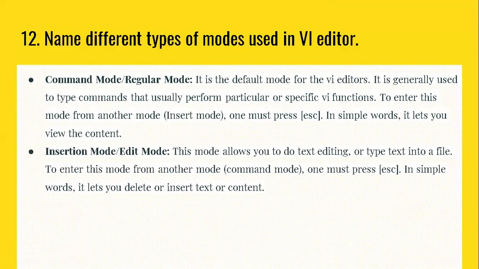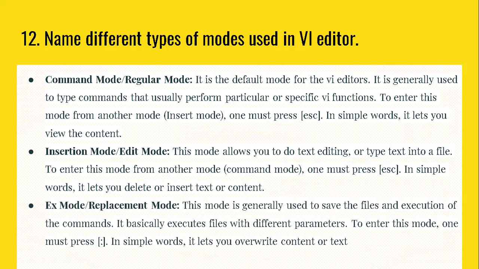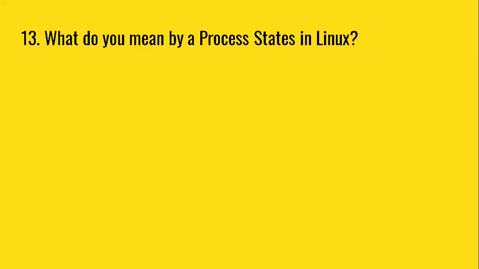Next is insert mode. This is a mode which allows you to do text editing or insert a new file or paste the content in that file. To move into this mode, we press the escape key as well. If we talk about execute mode, this mode is generally used to save the files and execute commands. It is basically used to execute the files with different parameters. To enter into this mode, we must press a colon. So after pressing the colon, if we have to save the file, we can simply mention wq.